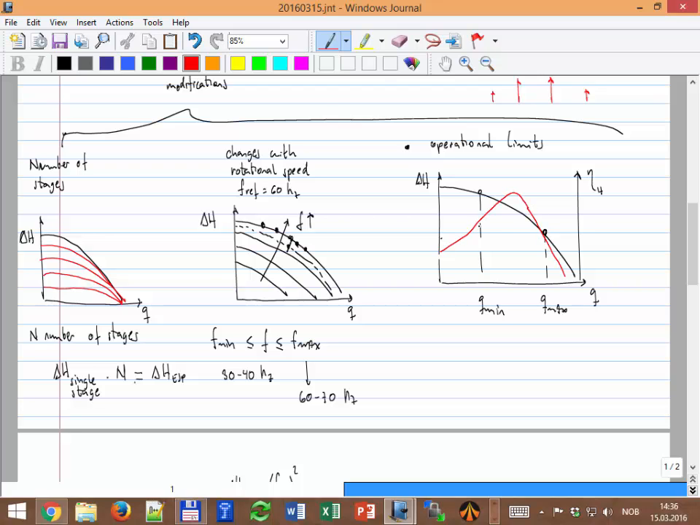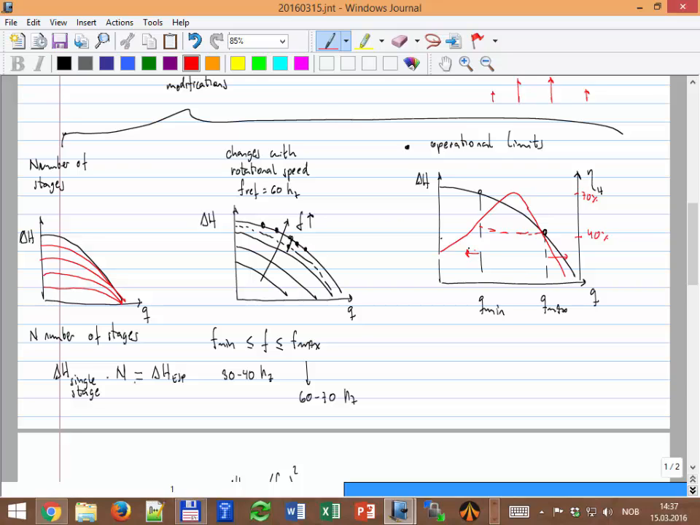Okay. And below these two rates, the efficiency goes down very quickly. Let's say that this is maybe 40% and this is 70%, okay? Then you have recirculation, too many friction losses, vibration, heating, many, many problems. And usually we don't want to operate outside of these values, okay?